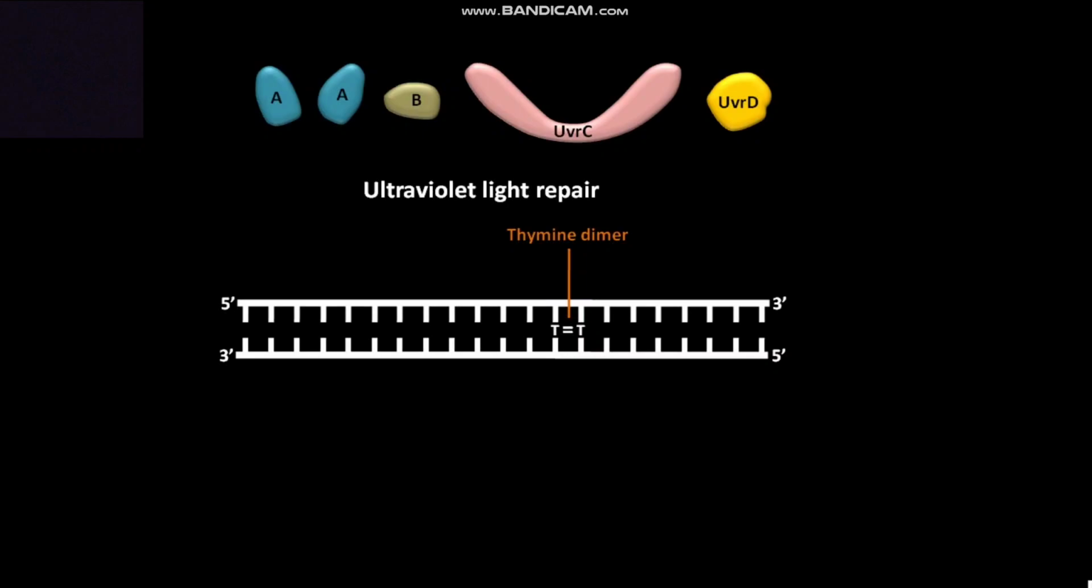This process begins with the loading of a protein trimer onto the DNA double helix. This trimer consists of two UvrA molecules and one UvrB molecule. This trimer moves along the DNA scanning for damage that distorts the double helix. When the trimer encounters DNA damage such as a thymine dimer, it stops. The UvrB protein remains at the damaged site while the two UvrA proteins are released.